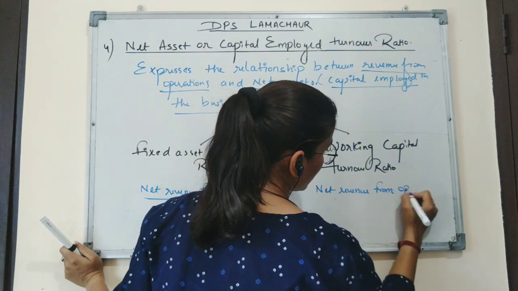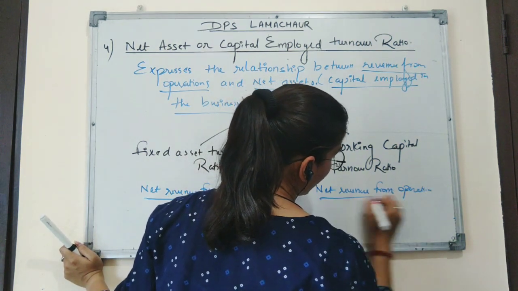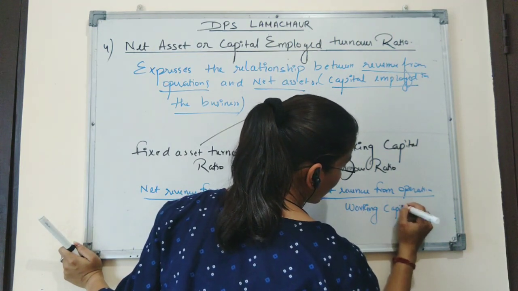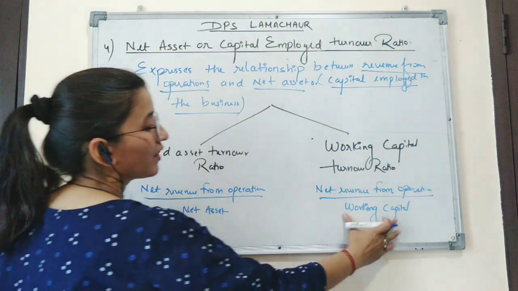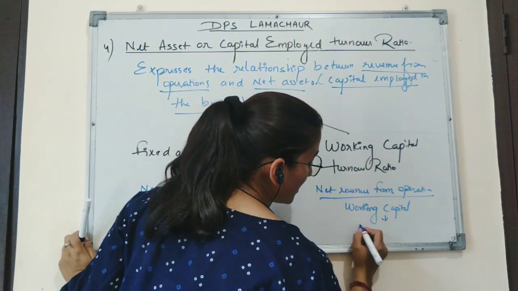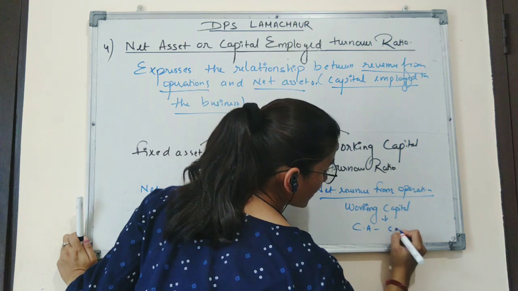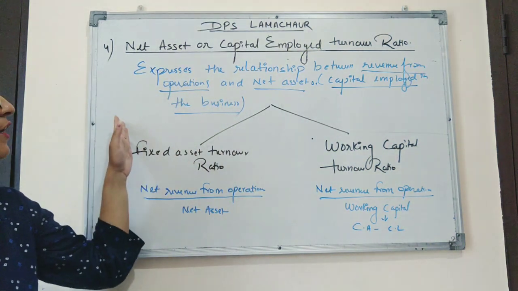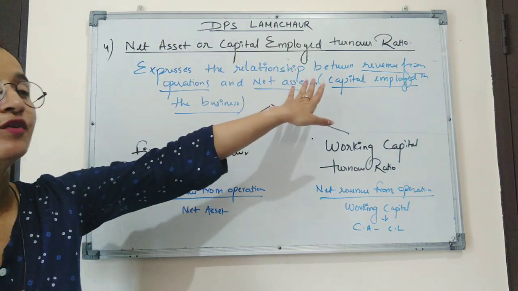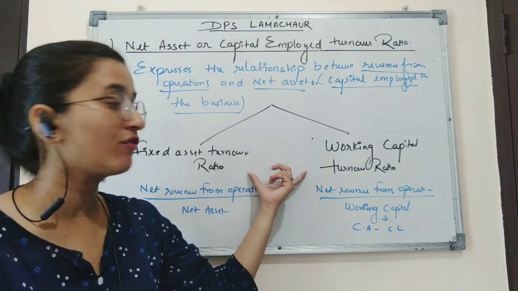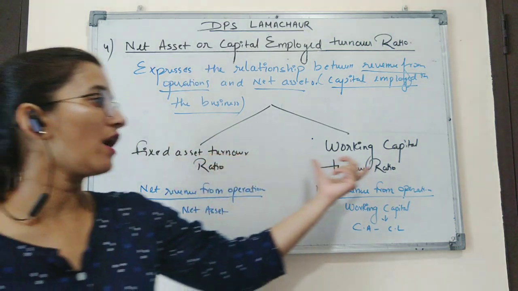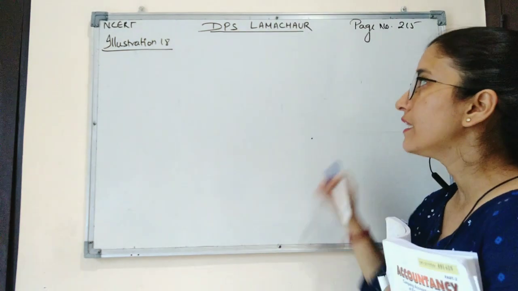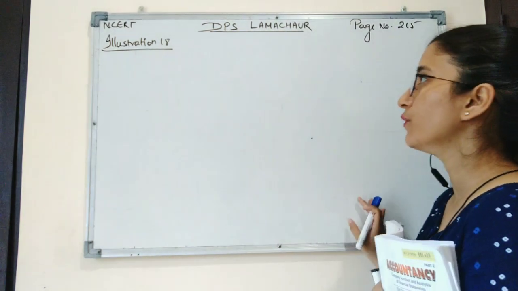from operations divided by working capital. As we know, working capital can be calculated as current assets minus current liabilities. So here, the fourth type of turnover ratio, which is the net asset or capital employed turnover ratio, includes two types of ratio, fixed asset turnover ratio and working capital turnover ratio. Now we will solve the question based on the net asset or capital employed turnover ratio.